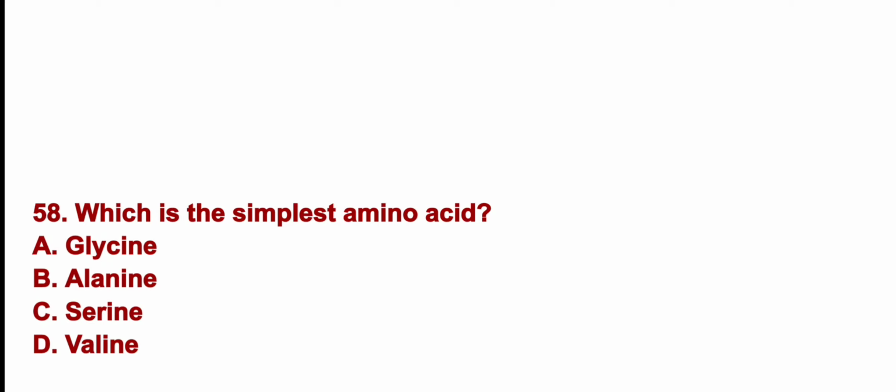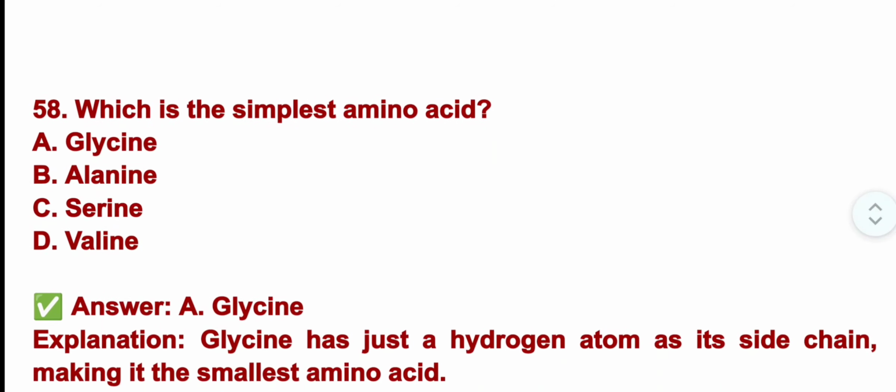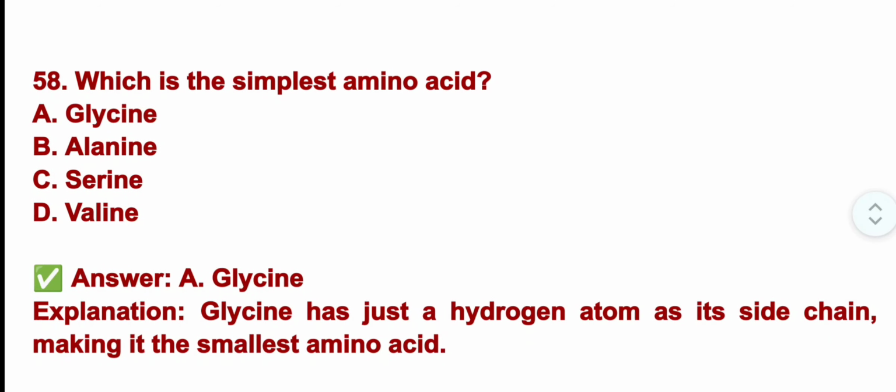Question number 58. Which is the simplest amino acid? The correct option is option A. Glycine. Glycine has just a hydrogen atom as its side chain, making it the smallest amino acid.